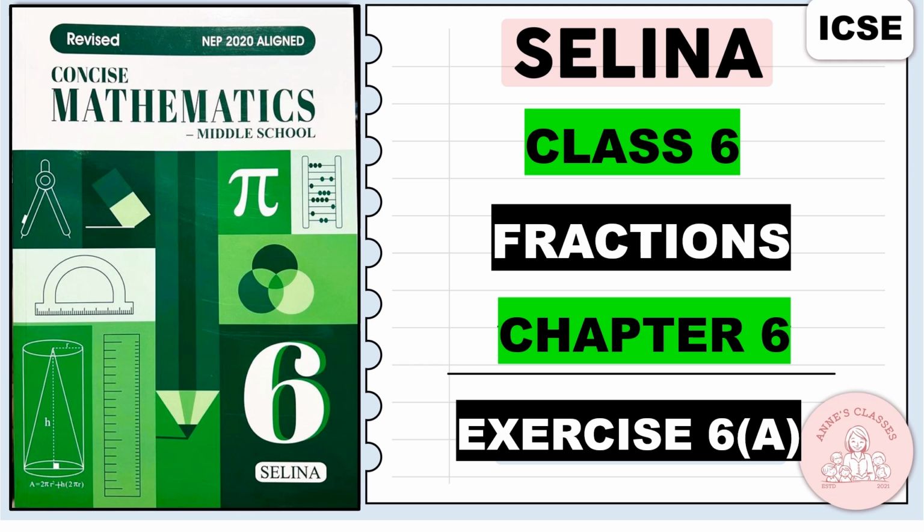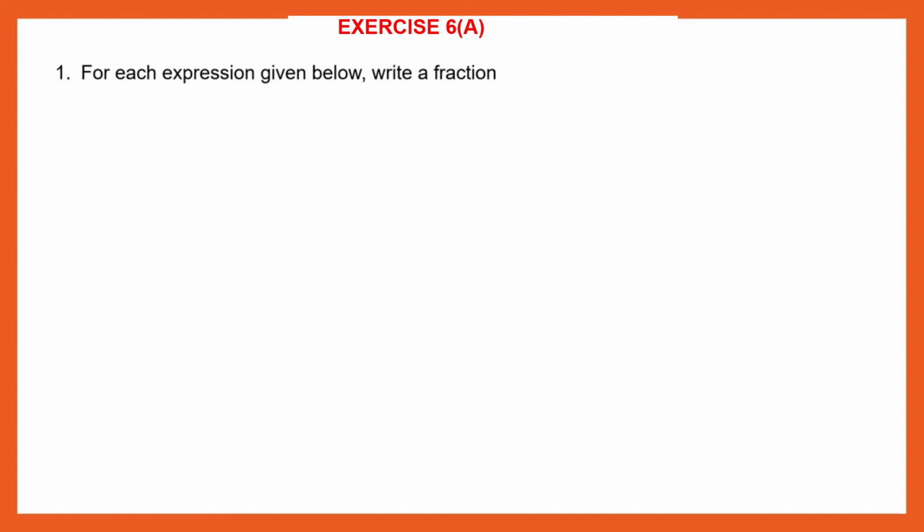Let's do fractions, chapter 6, exercise 6a. Question 1. For each expression given below, write a fraction. So the expression given to us is 2 out of 7. We're going to write a fraction. So 2 becomes our numerator and 7 is our denominator.